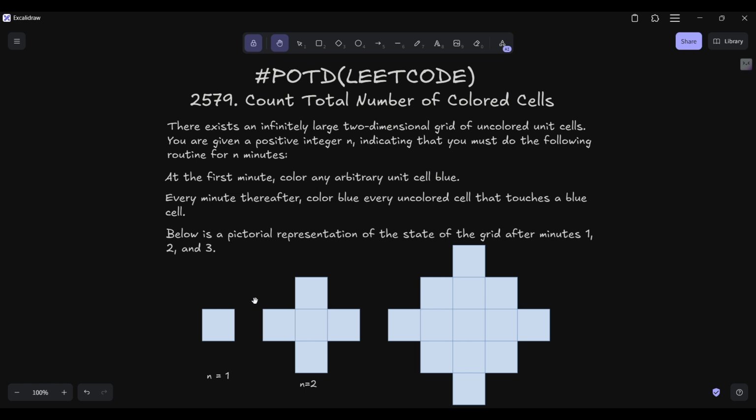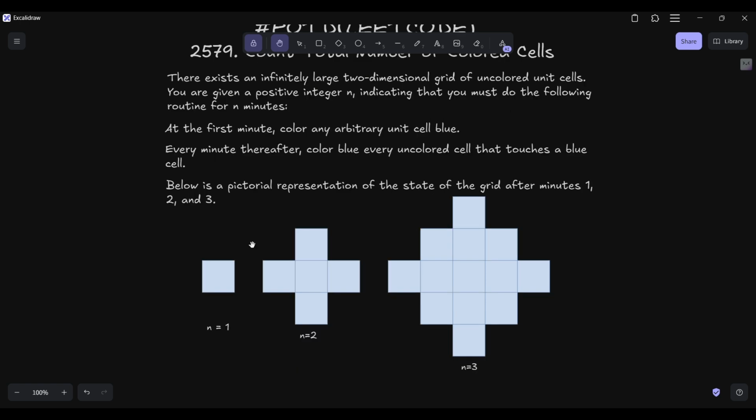n is the number of minutes. In this question, at the very first minute we have to color any one cell. Then every minute we have to color every uncolored cell that touches a colored cell. For n equals 1, n equals 2: for n equals 2, these four cells are touched, so they are colored. For n equals 3, these are the cells that are colored.